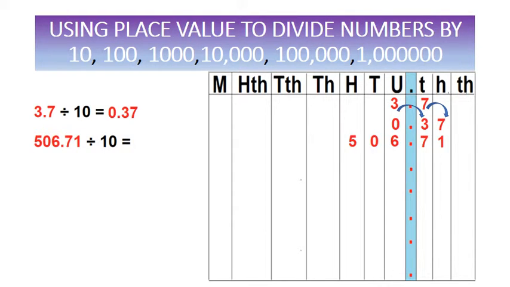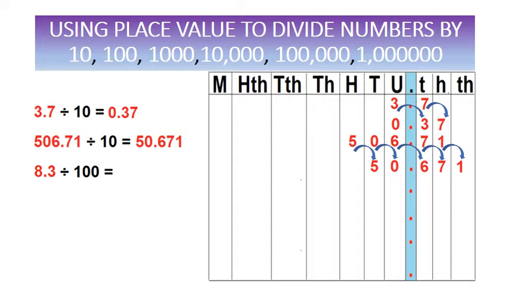Another example. Once again, all of those digits have moved 1 place to the right, so the answer is 50.671. And it's really important that if there are any zeros in the number, that those move as well.